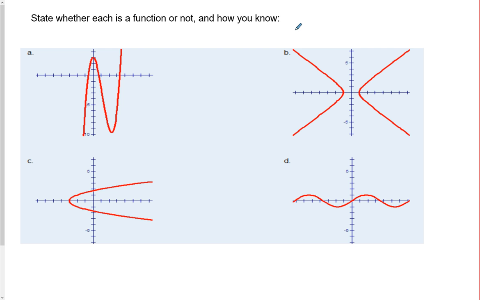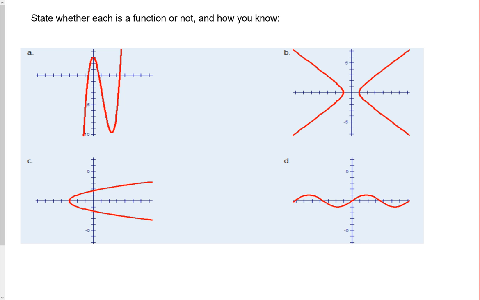All right, we're now recording and we're covering major concepts for our unit test. This is a review of our functions unit, which is chapter 1 in your textbook. So our first thing is recognizing functions. Can we state whether each is a function or not and how you know?